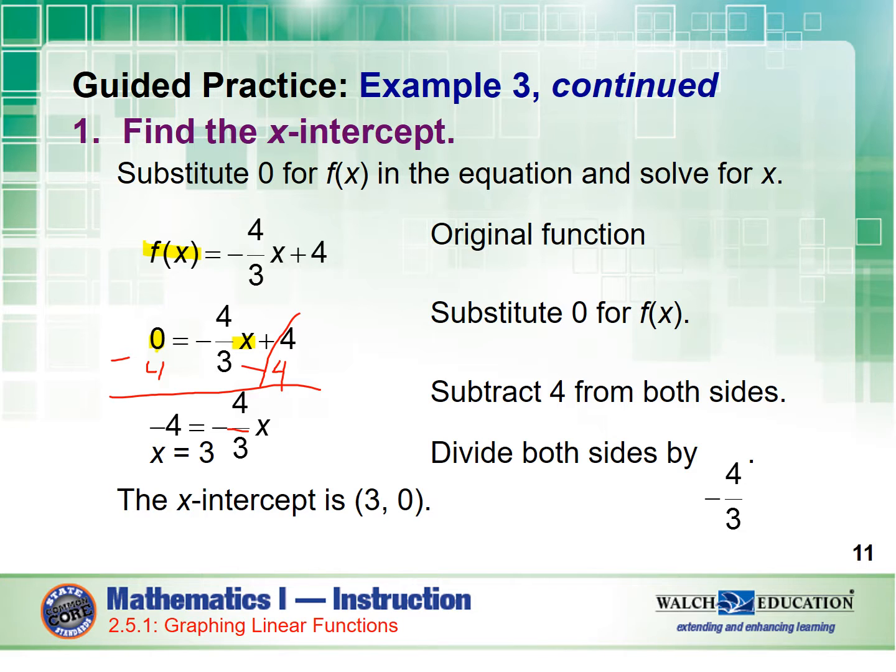And then in order to get rid of the negative 4/3, we're going to multiply by the reciprocal, which is going to cancel these guys out.